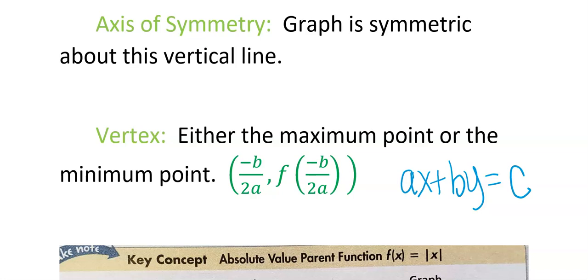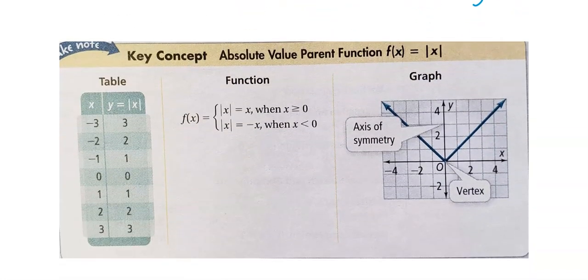The f of negative b over 2a is whatever you get for this first part, that's your x. You plug it back in to see what your y is, okay? And like I said, it might not show like this today, but we'll be using it throughout the course. So here are some key concepts.